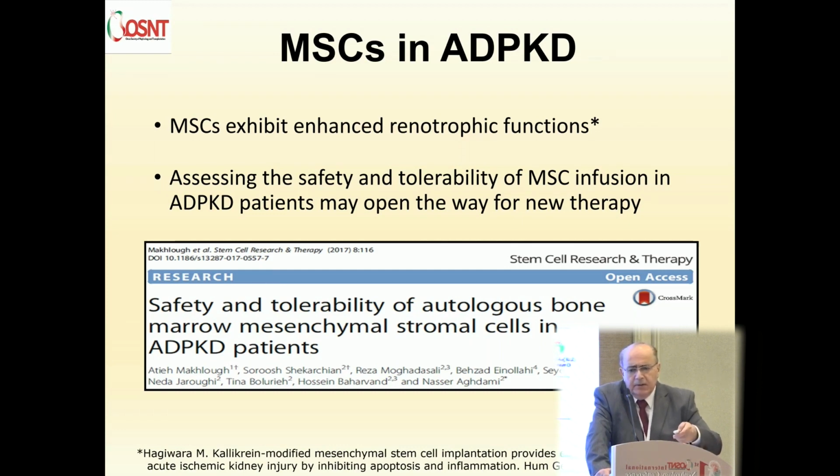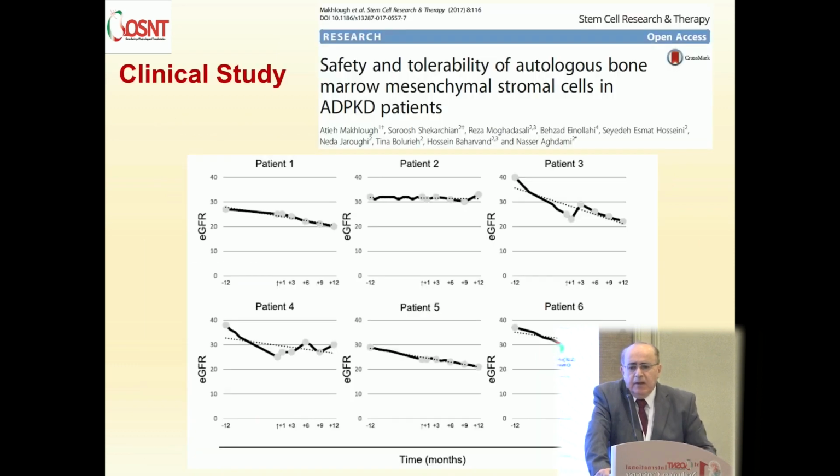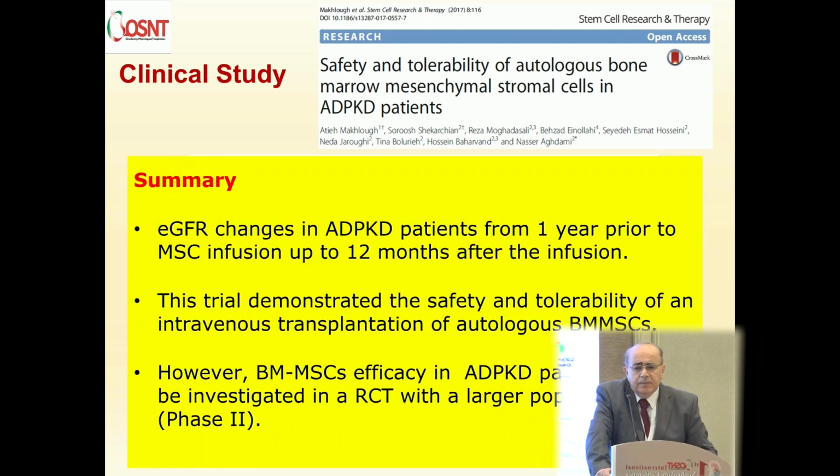This is a study that estimated the safety and tolerability in 6 patients. The summary was that eGFR changes in autosomal dominant polycystic kidney patients from 1 year prior to mesenchymal cell infusion up to 12 months after the injection. This trial demonstrated the safety and tolerability. So already we know it is safe and tolerable.